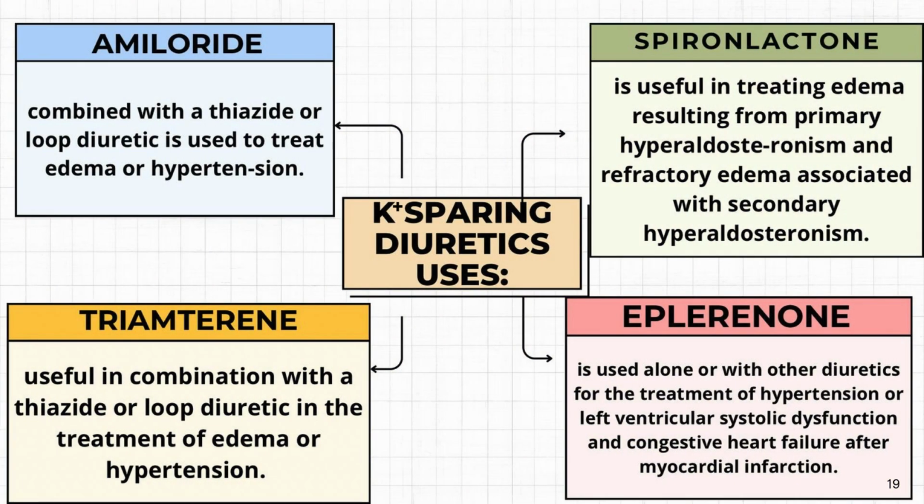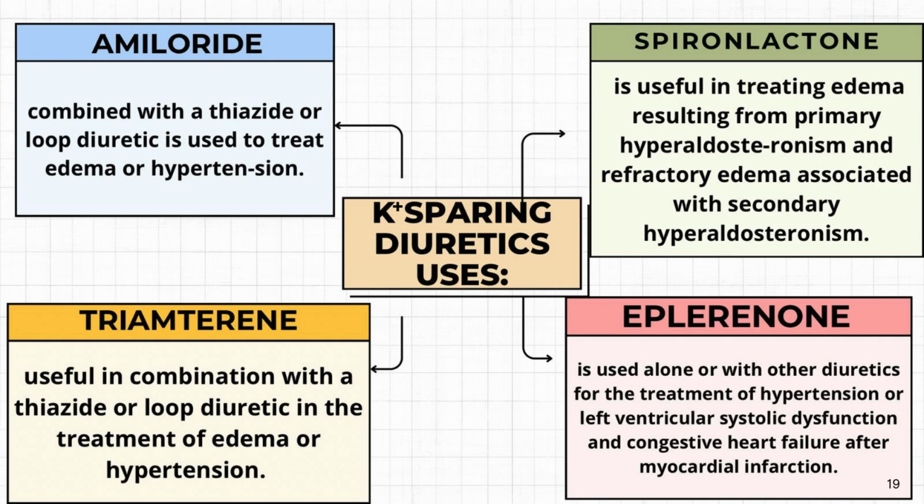Potassium-sparing diuretics uses. Amiloride combined with a thiazide or loop diuretic is used to treat edema or hypertension. Triamterene is useful in combination with a thiazide or loop diuretic in the treatment of edema or hypertension.